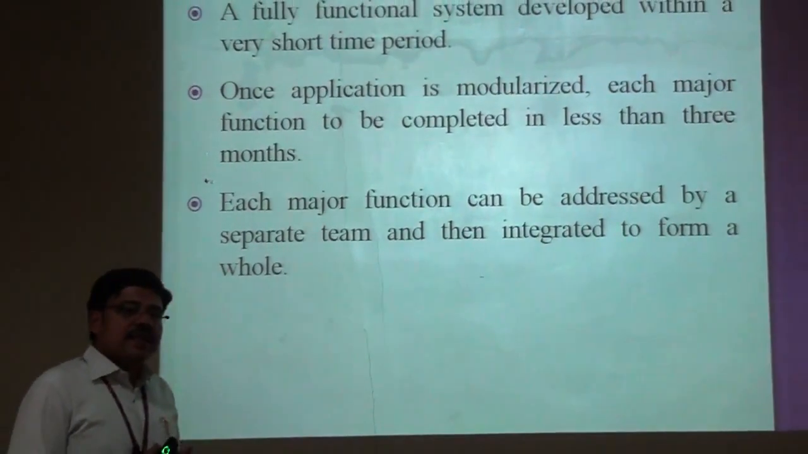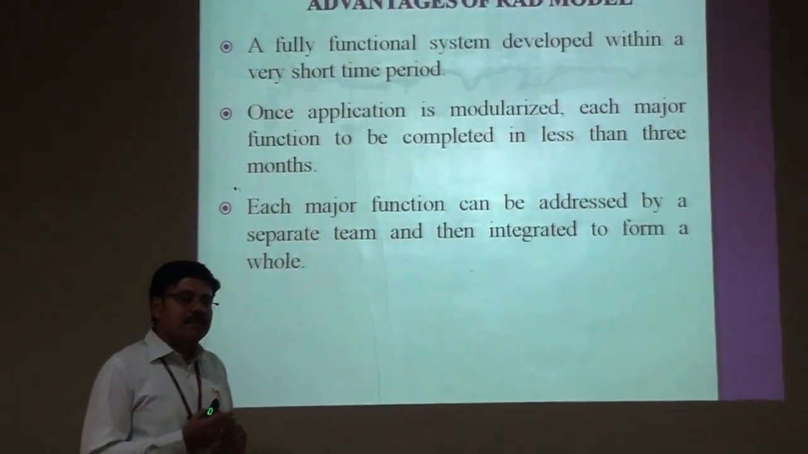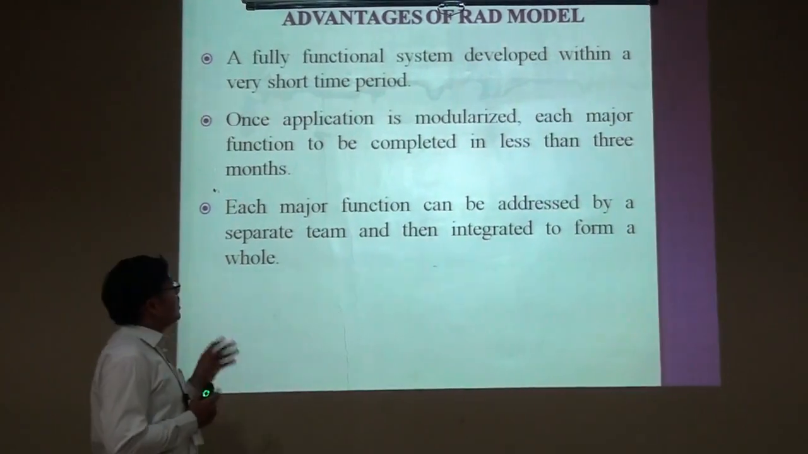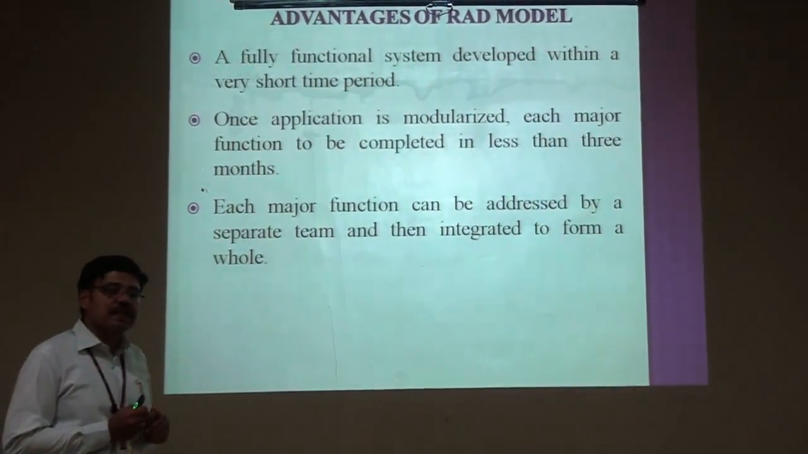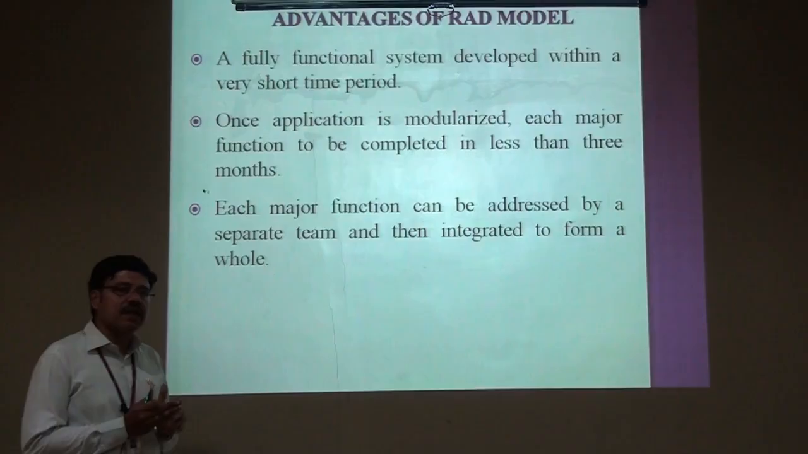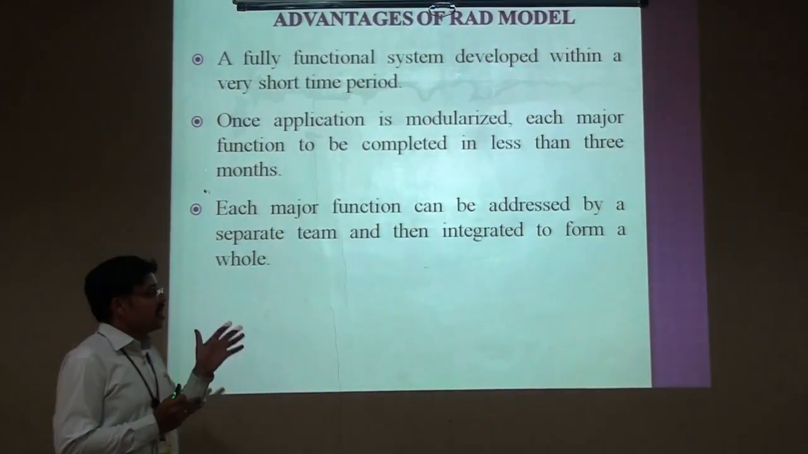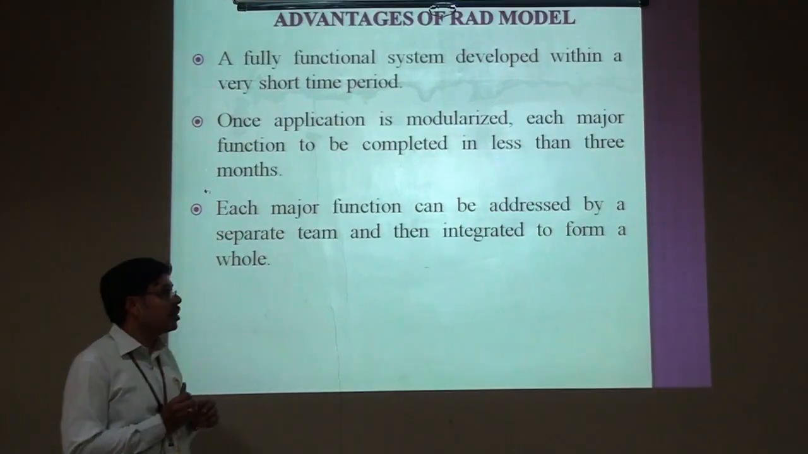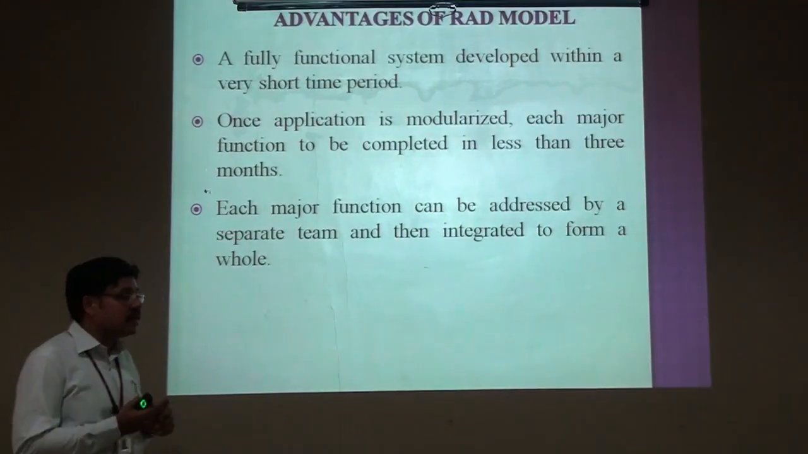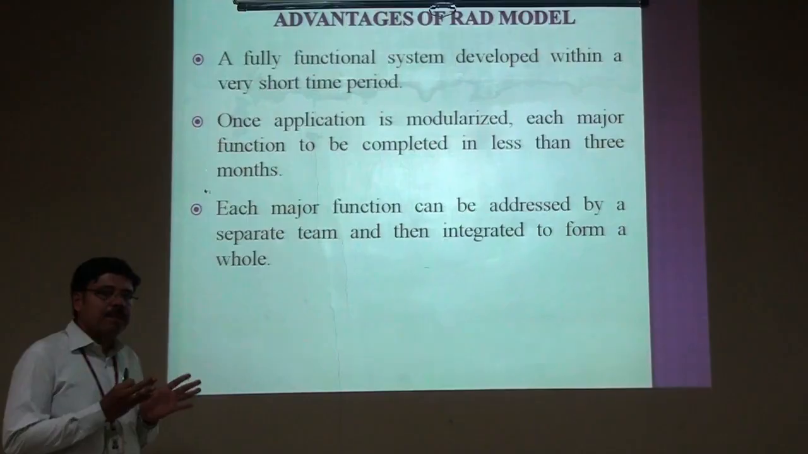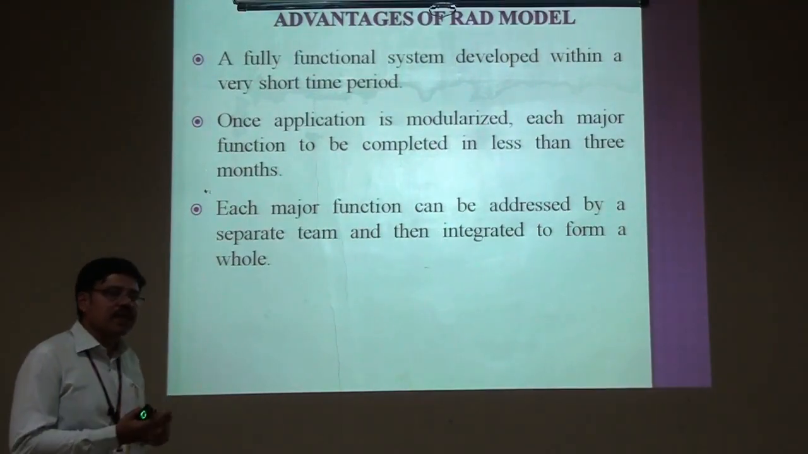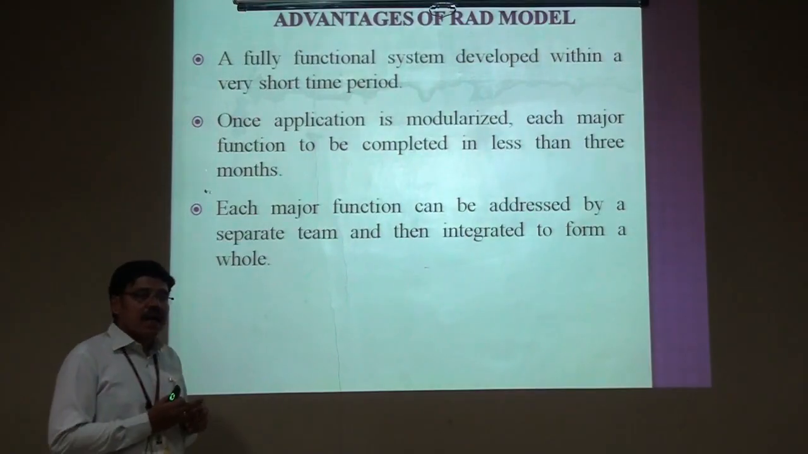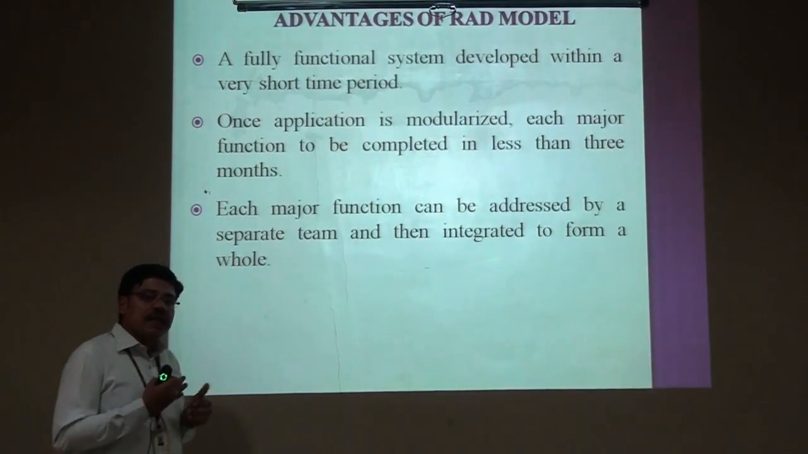When seeing this rapid application development, we can have various advantages when compared with the previous models. A fully functional system can be developed within a very short development cycle. Once the application is modularized, each major function can be implemented within a very short duration of time, less than 3 months. We can deliver the complete product and deploy it to the client. Each major function can be addressed by a separate team and then integrated to form the entire system.